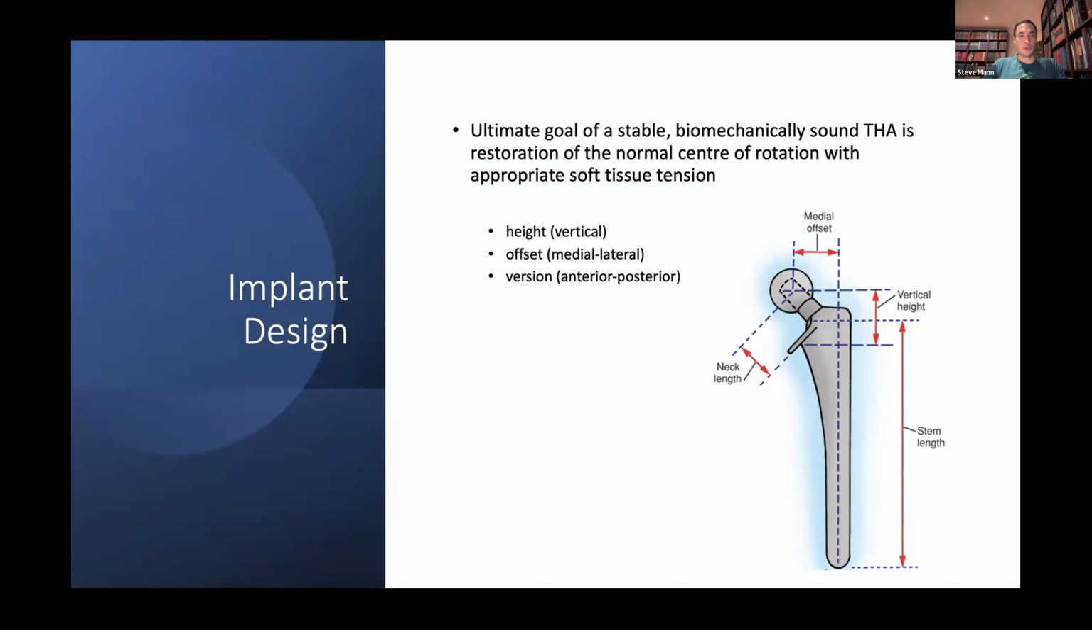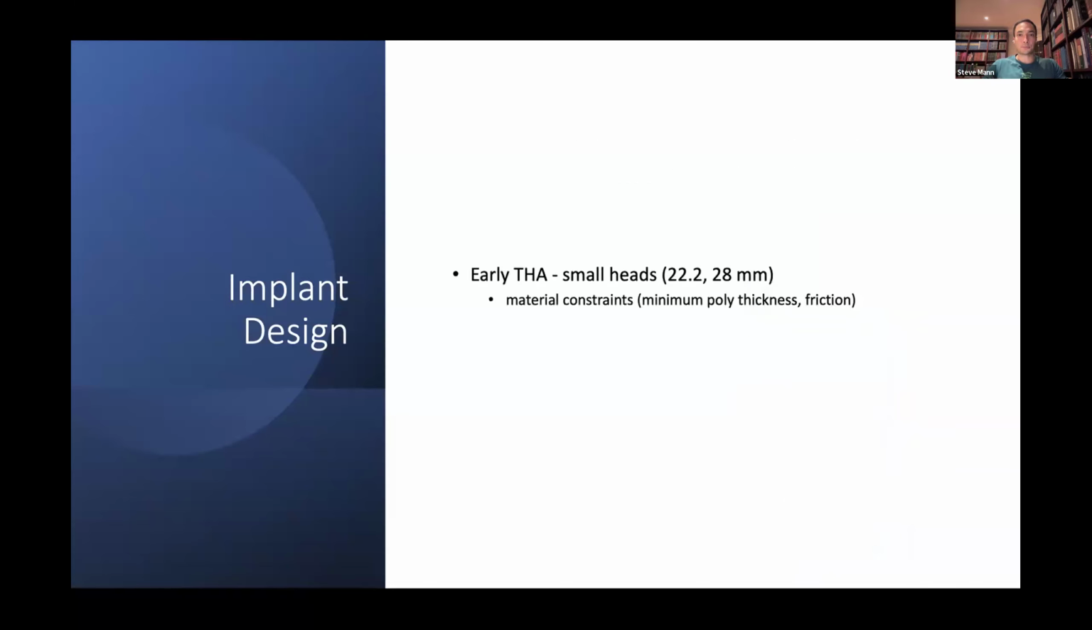And then you have version, which is the angle that the stem is put into the femur, and then the combination of that with the version or the angle of the acetabular component. You put those two together for a combined version. And again, the goal with all of this is to recreate the patient's anatomy and give them a hip that's stable with soft tissues under the appropriate tension.